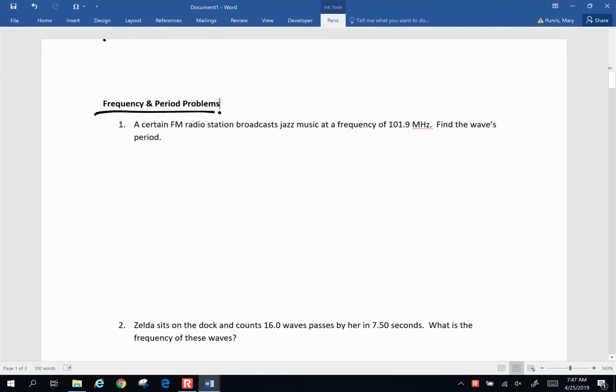This is the first set of homework problems for Chapter 17, Waves and Sound, and this group is going to be frequency and period problems. So here goes. Number 1, a certain FM radio station broadcasts jazz music at a frequency of 101.9 megahertz. What is the wave's period?